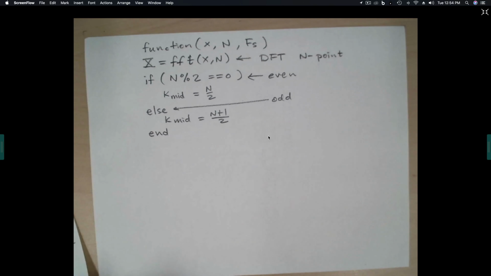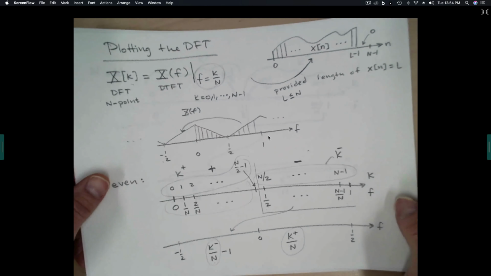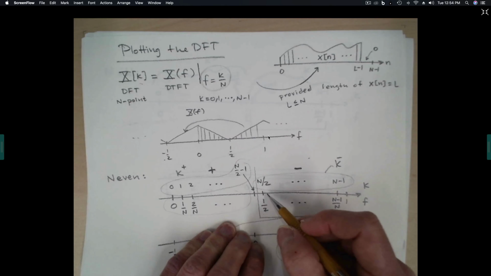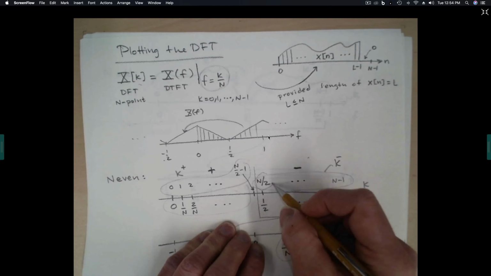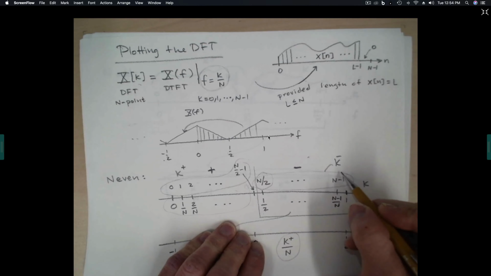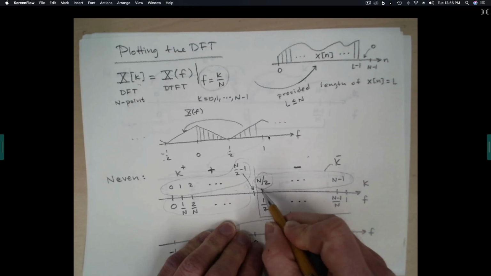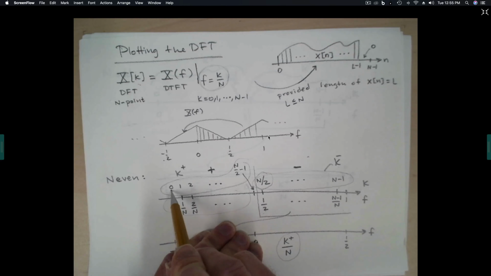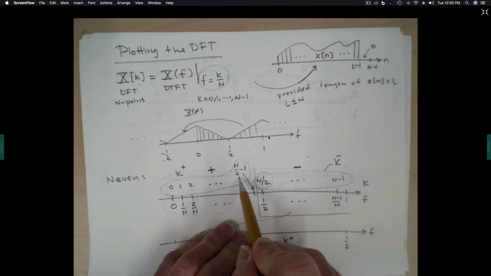Okay, so let's go back and think about how to use this k mid, because now what we need to do is create a frequency vector. So let's go back and think about what we need to do this. In the even case, we've defined this thing called n over 2, and we know that our negative bin indexes go from n over 2 to n minus 1, and our positive indexes go from index 0 up to n over 2 minus 1.